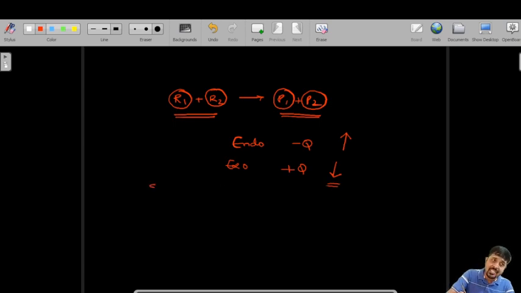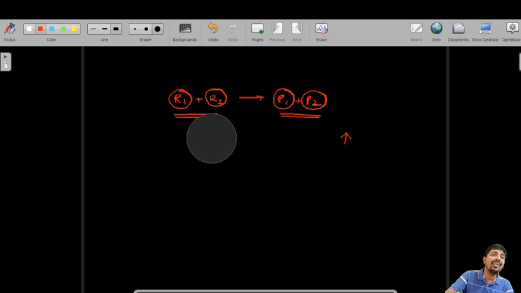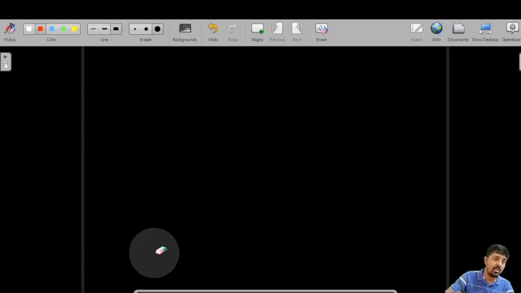For any substances or states of matter, solids, liquids, gases, and if any aqueous substance is there, then we can write AQ. That means we can know about the states of matter also. So these are all the information that we can get from a balanced chemical equation. Okay, we'll go to the next question.